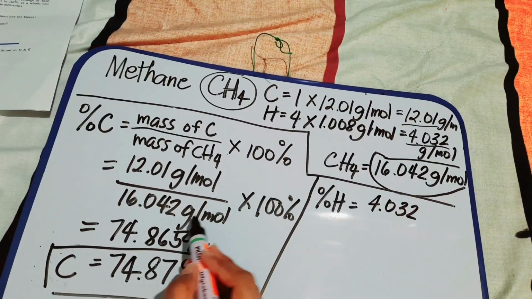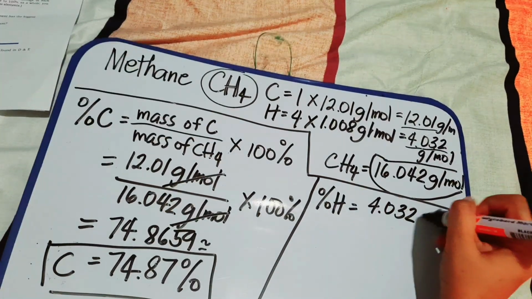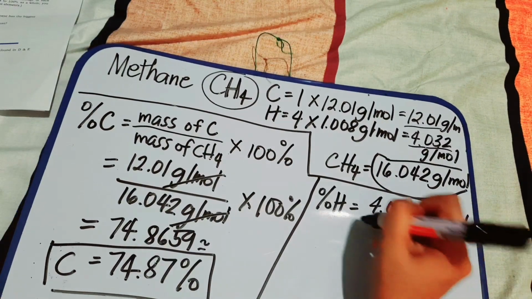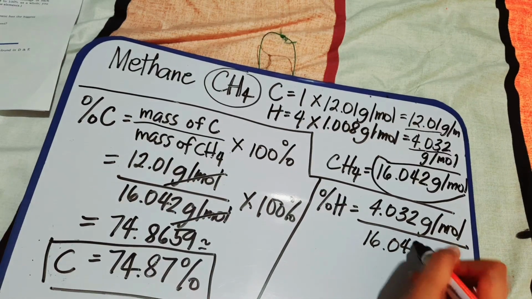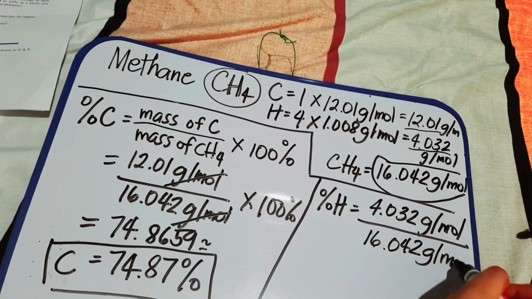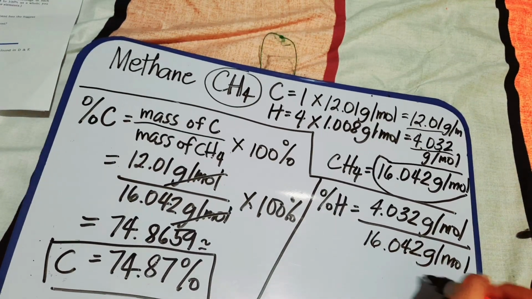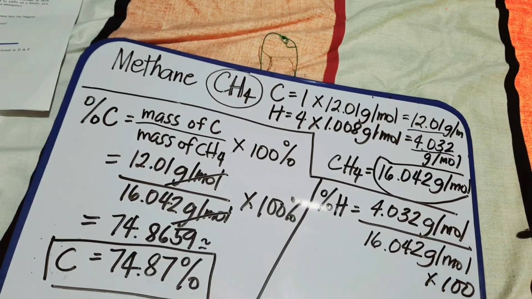4.032. Ito pala, pwede na natin itong i-cancel, ano? So, ganun din dito. Gram per mole divided by 16.042 gram per mole. Okay. And then, syempre, ita-times natin yan sa 100.